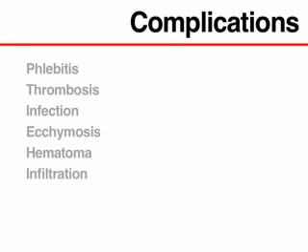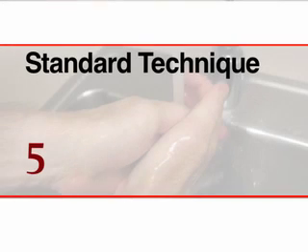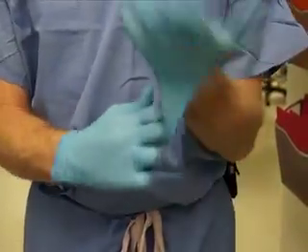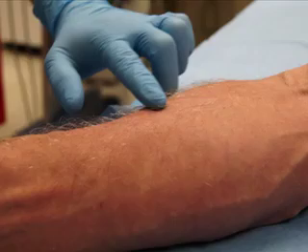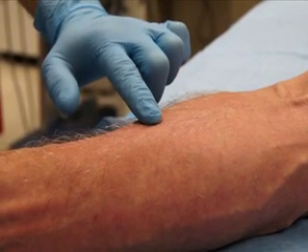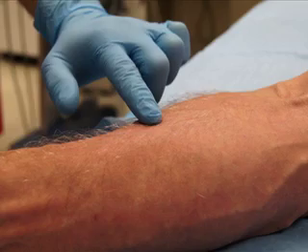Potential complications of IV catheter placement include phlebitis, thrombosis, infection, ecchymosis, hematoma, and infiltration. Wash your hands and use universal precautions. Apply the tourniquet. Palpate or visualize the vein. Veins should be soft, elastic, and resilient, and should be pulseless.